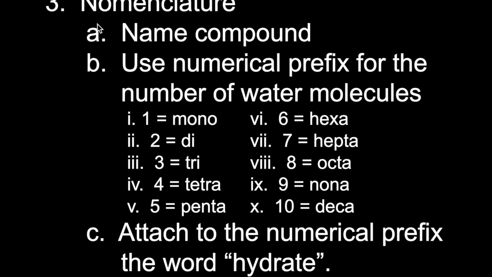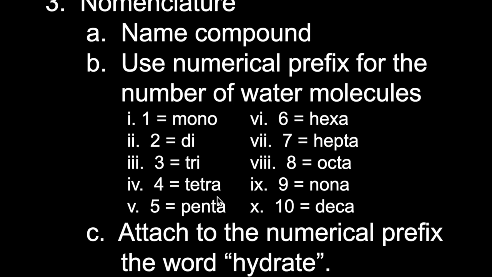The way you go about naming these compounds, what they call the nomenclature, which is just the system of naming a compound, is you use a numerical prefix for the number of water molecules contained within the structure. So if there's only one water molecule, you call it mono. 2 is di, 3 tri, 4 tetra, 5 penta, 6 is hexa, 7 is hepta, 8 is octa, 9 is nona, 10 is deca. These are the same numerical prefixes that were used for the binary molecular compounds like carbon dioxide and carbon monoxide. But then what you do with these names is you attach it onto the word hydrate.